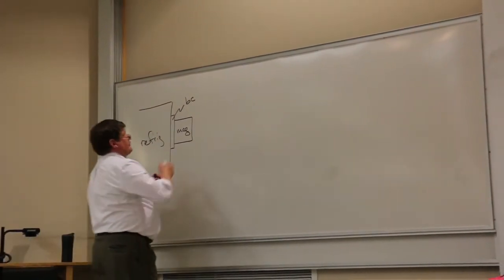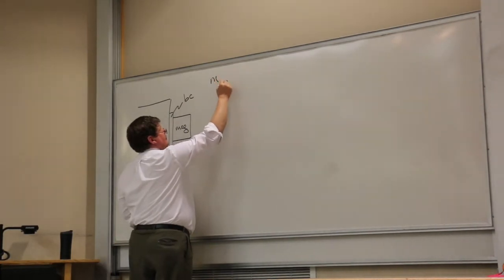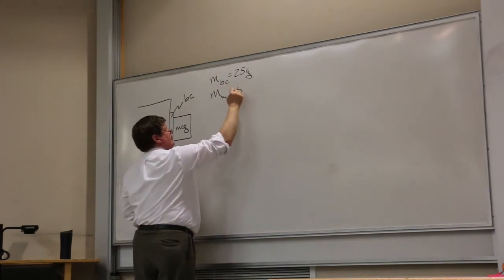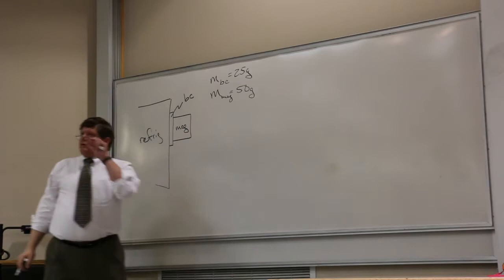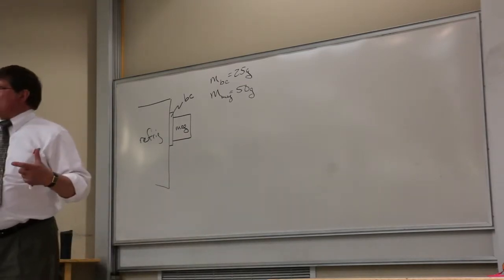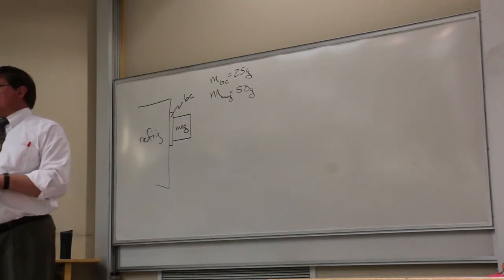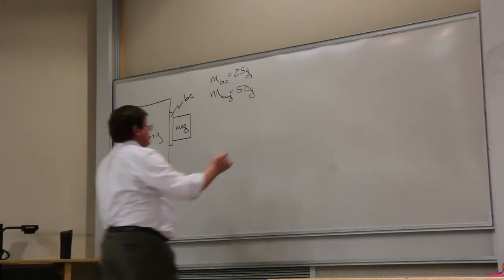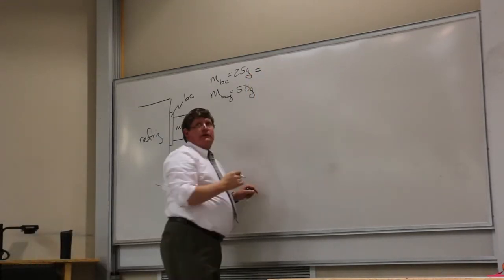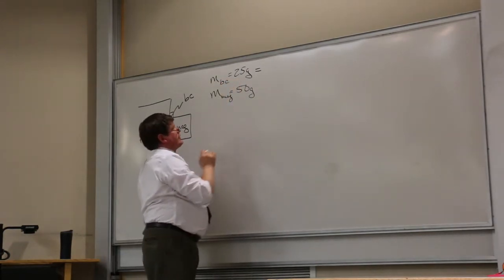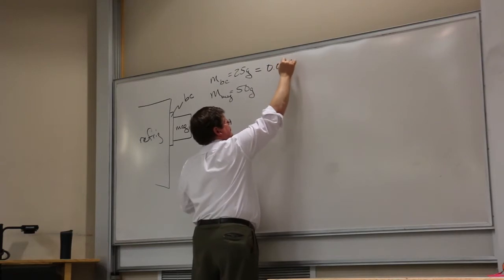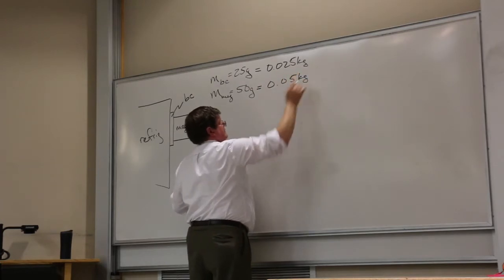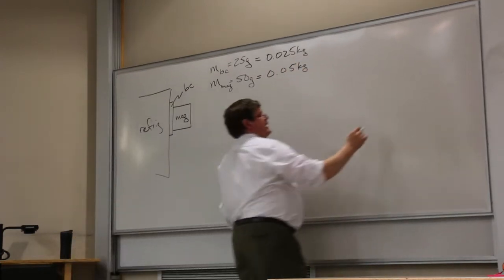In this case, we're told that the mass of the business card is 25 grams, and the mass of the magnet is 50 grams. Folks, if you get a mass in grams, you can't use that in any of your equations. We use kilograms in our equations. So I've got to convert that to kilograms by moving the decimal place three places to the left. That's going to be 0.025 kilograms, and 0.05 kilograms.